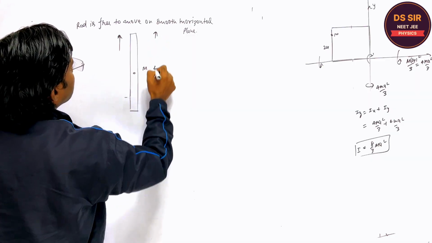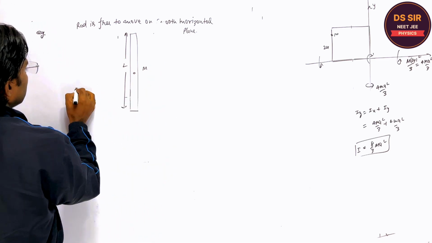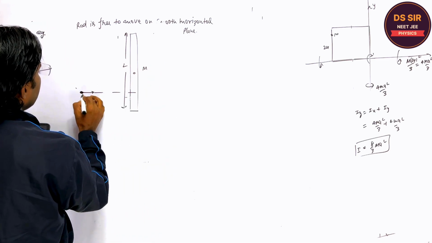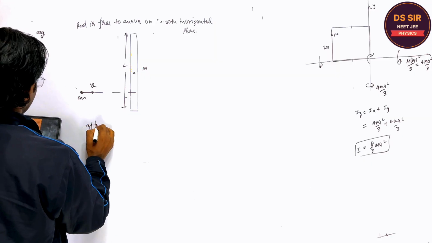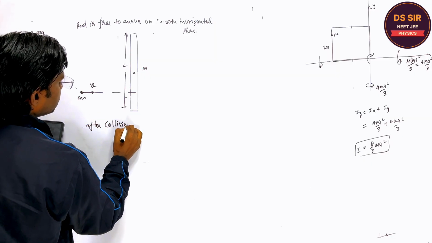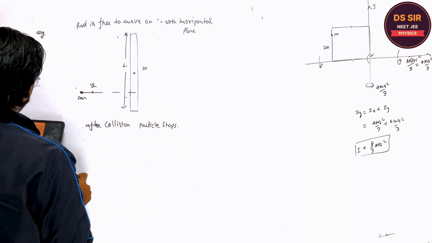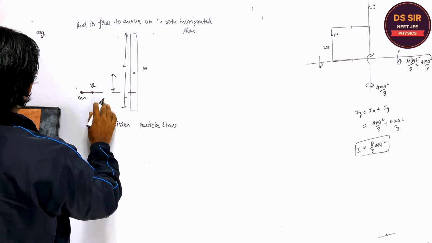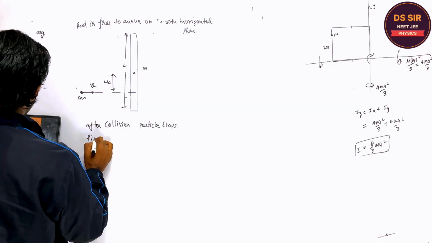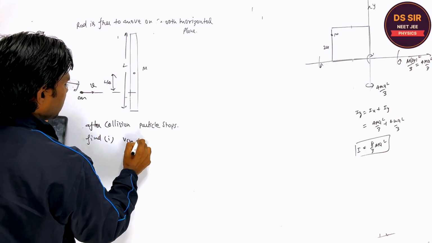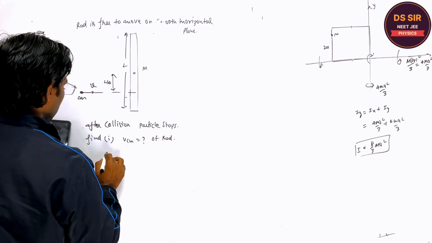So in this question, a rod is free to move and the particle is moving in the same plane, right? I'm assuming this is the length L, and the particle has mass m and speed v. After collision, the particle stops, right? Although this distance is given as L by 4, after collision, the particle stops. Find first the velocity of center of mass of the rod. You have to find the velocity of center of mass of the rod just after collision.